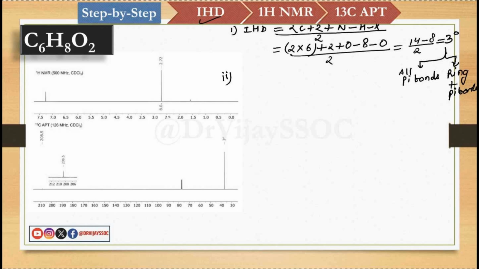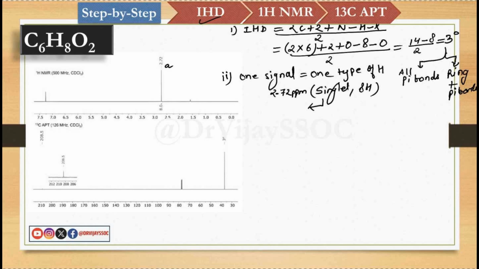So how many signals are there? Only one signal. This means there is only one type of proton. Let's say this is A type of proton, and this signal comes around 1.72 ppm. It is a singlet and corresponds to 8 hydrogens, so the neighboring n value is 0. This indicates that all 8 hydrogens are equivalent, so the molecule is highly symmetrical.